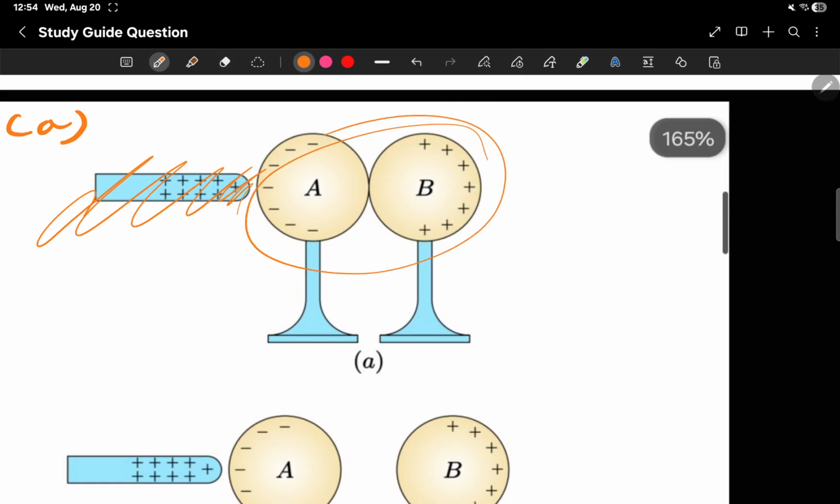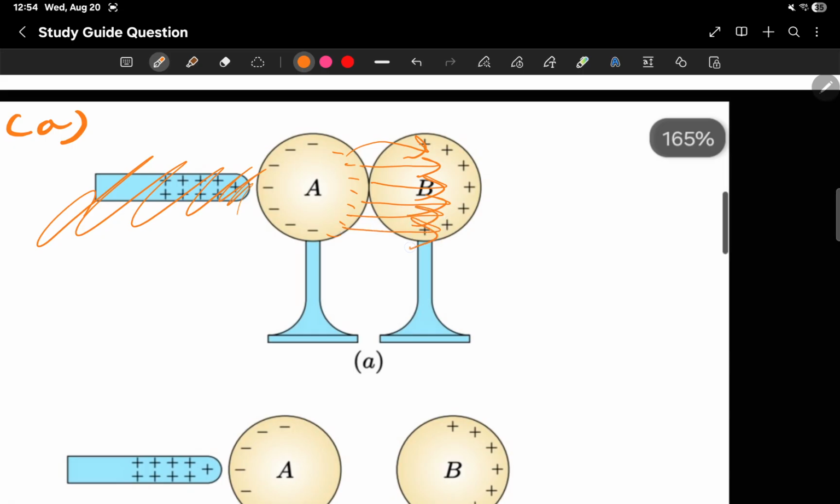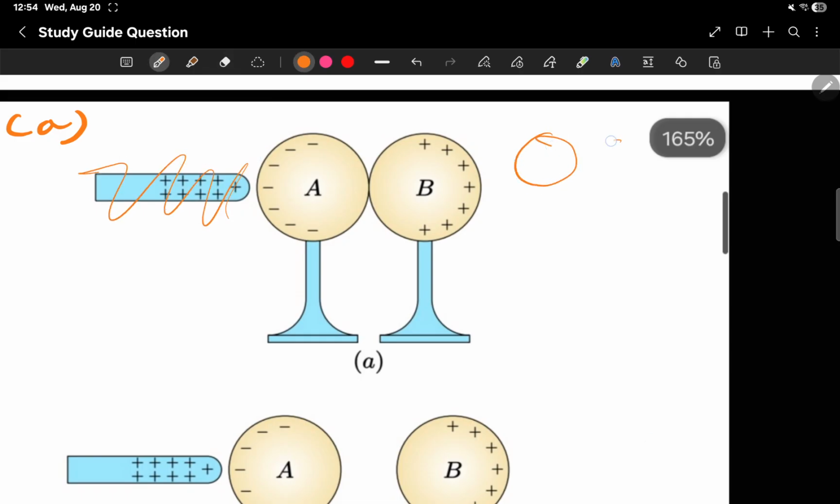Since these two spheres are still touching and they're oppositely charged, the electrons in sphere A will shift this way, and they'll start to flow into sphere B until sphere A and B both become neutral. So what happens at the end is that they become neutral and they're still touching each other.